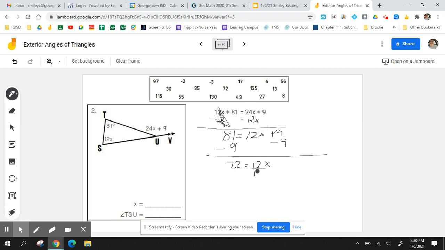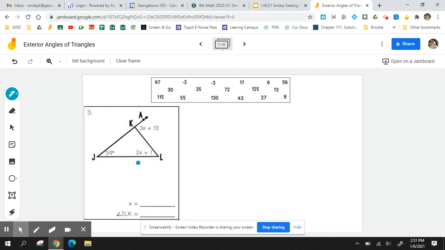Now divide by 12. Was that 6? So you get a 6. Now it wants angle TSU. TSU. It wants this one. Okay, so you're going to plug in 12 times 6. Oh, and that's nice. It already gave you 72. All right. Let's go to another one.